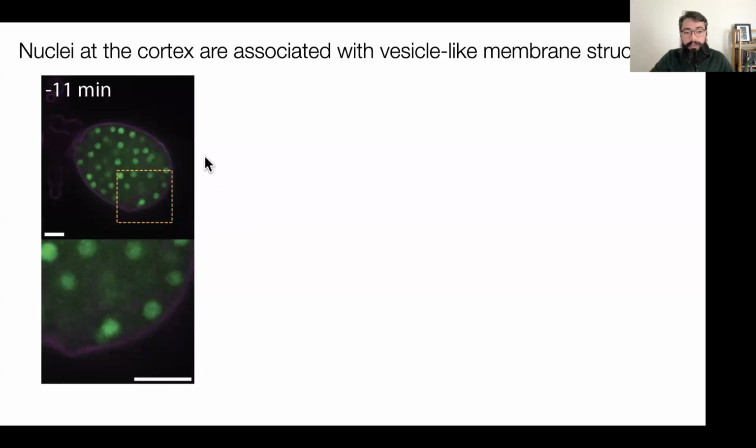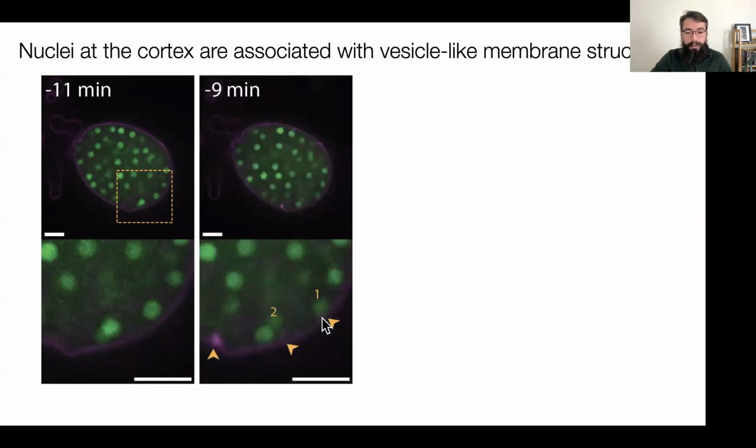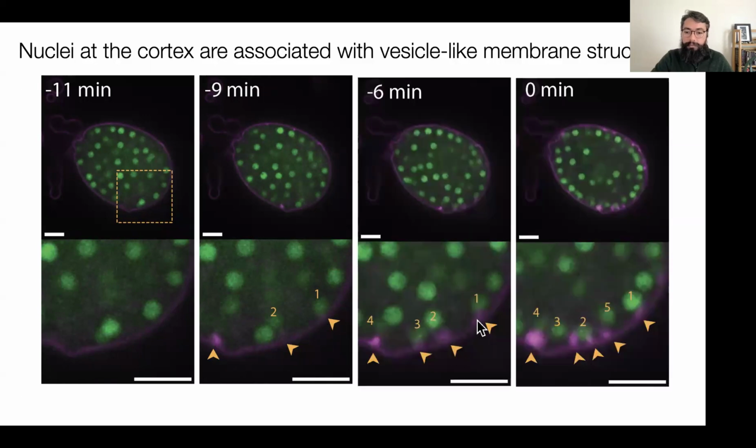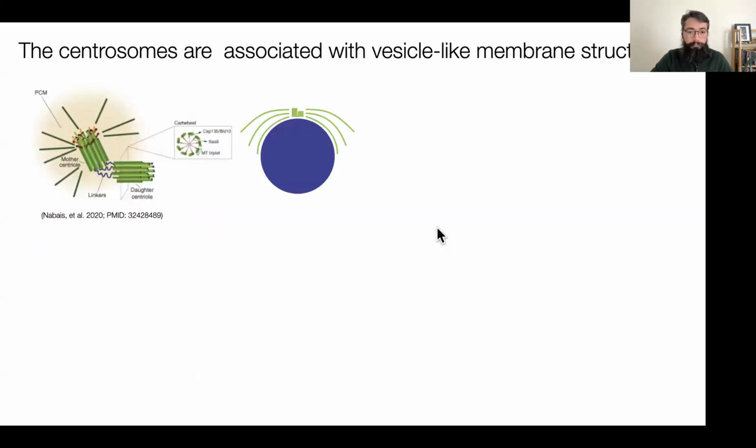We watched more carefully the images that I showed you before and tracked what was happening with the nuclei as they approach the plasma membrane. What we found is that in the proximity of the nuclei, when they approach the plasma membrane, we see the formation of some vesicles of membrane, with each nucleus having a vesicle in its proximity. So we wondered if this was related to the location of the centrosome.